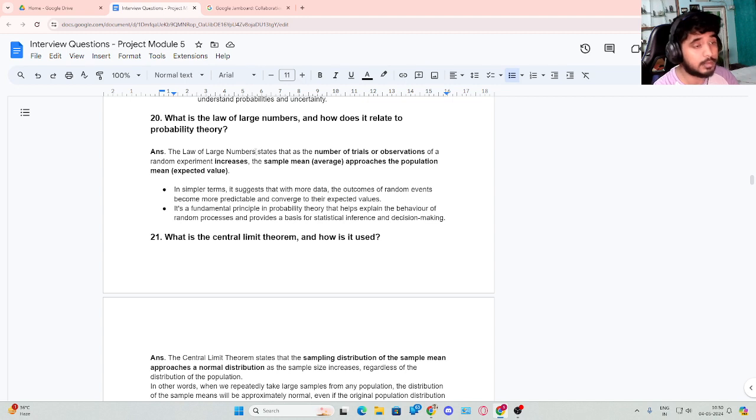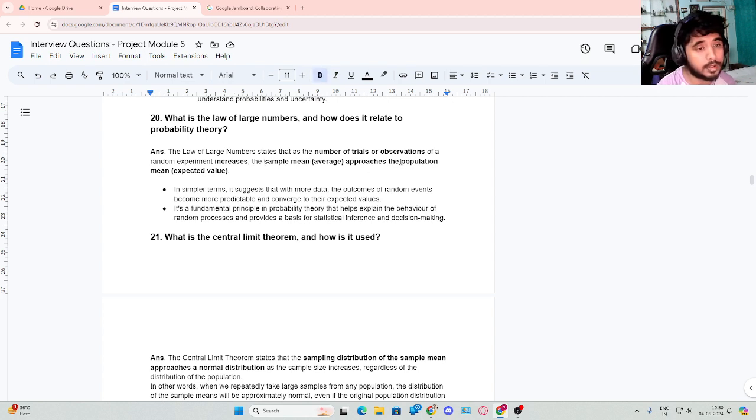The law of large numbers states that as the number of trials of the observation of a random experiment increases, the sample mean approaches the population mean. So what is the sample mean? It is the mean of the sample, meaning the experiment we are doing, where all the trials in the experiment are the sample.